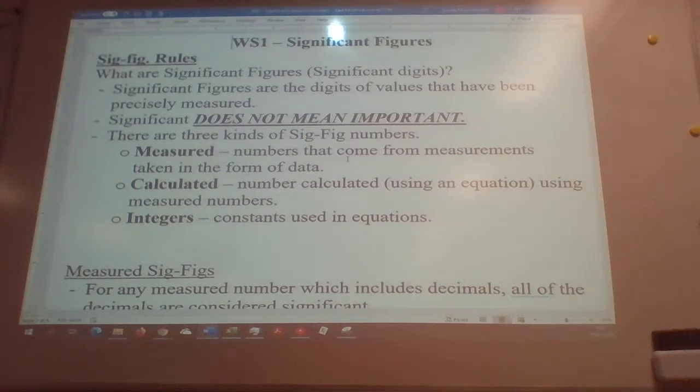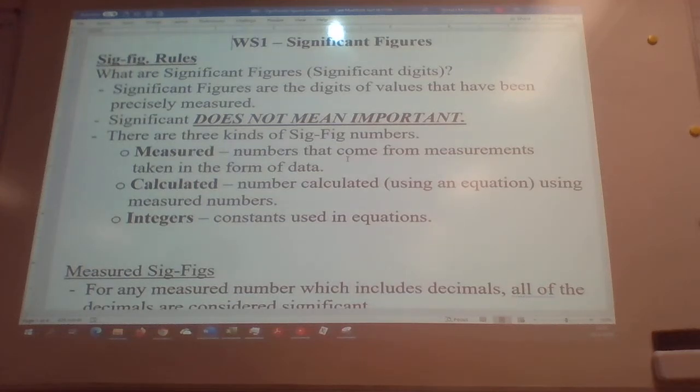Okay, I'm going to talk through real quick our Sig-Fig rules that we covered in class on Thursday. Now, one of the things I want to make sure that I mention here: when we talk about Sig-Figs, we're not talking about important numbers. We're talking about how reliable those numbers are.